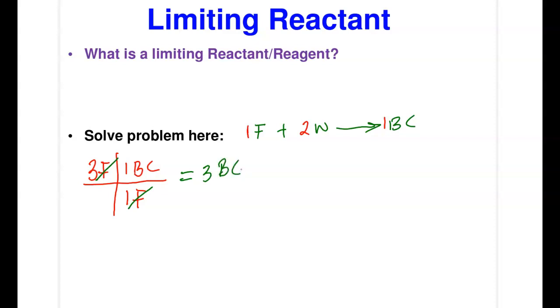And then what if I start with 4 wheels? How many bicycles am I going to make? Let's go back and see that.